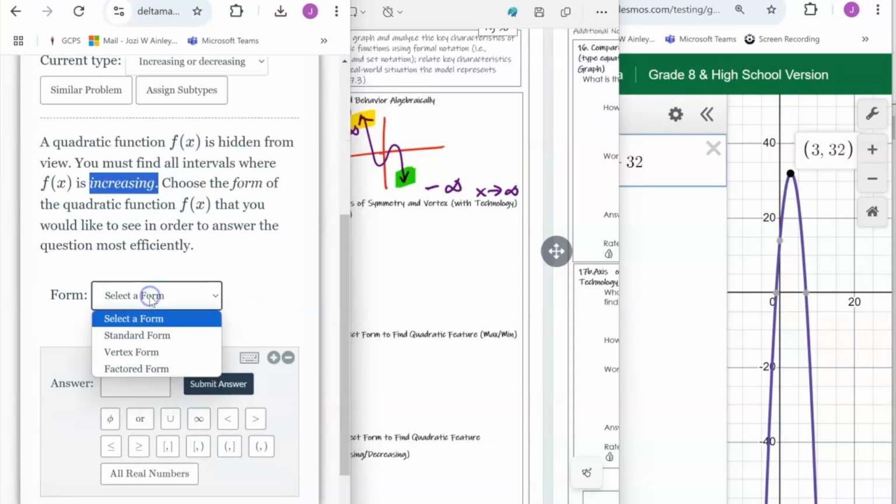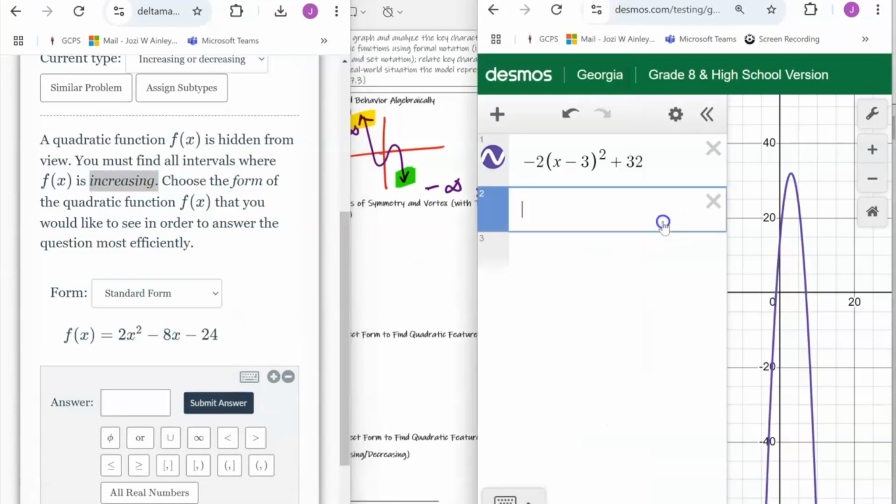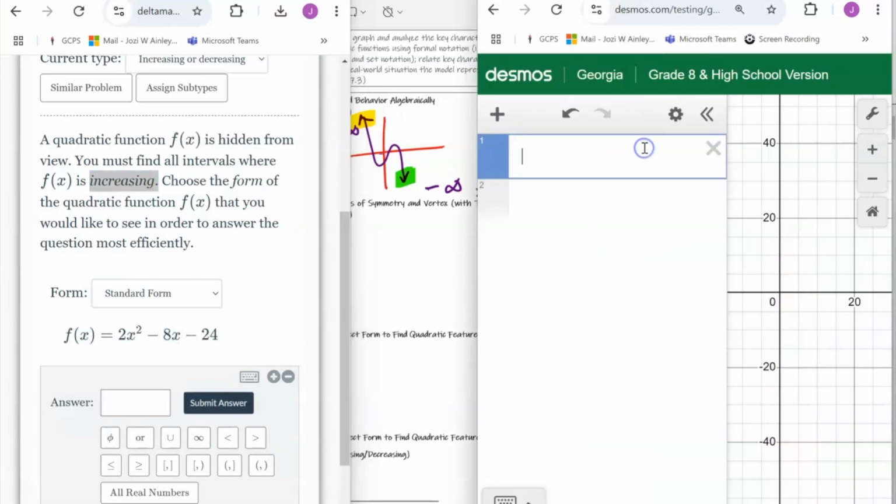So again, increasing and decreasing, there's a form that makes it easy, but it doesn't matter because what? I'm putting it where? In the calculator. So 2x squared minus 8x minus 24 right up into the calculator.